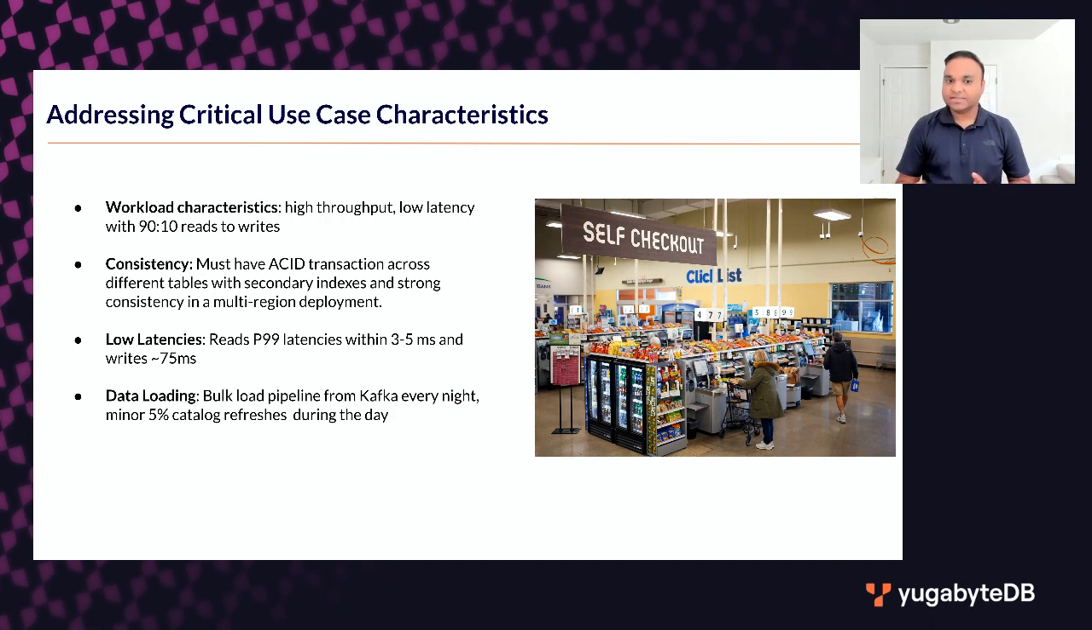And then in terms of the bulk loading, this is where we at Yugabyte have helped tremendously. That is, we were able to take the data from their legacy incumbent systems, help them transform it with cloud native data pipelines, so a combination of Spark, Kafka, and Akka streams. And now every night, the data flows through different disparate systems and gets updated into Yugabyte through a bulk load pipeline. And then during the day, minor catalog refreshes happen, maybe 5% of the time or so.